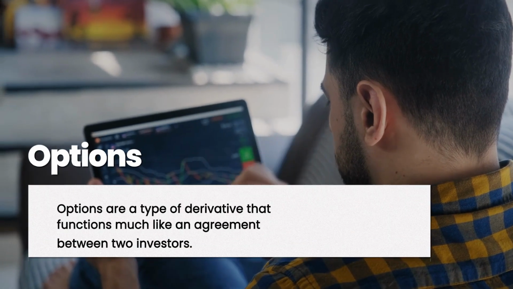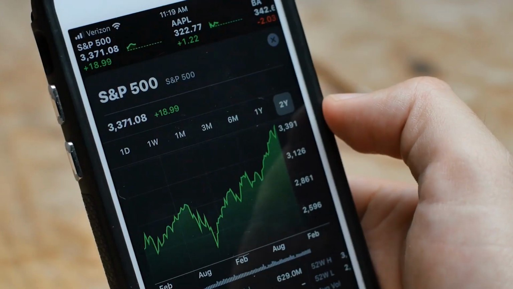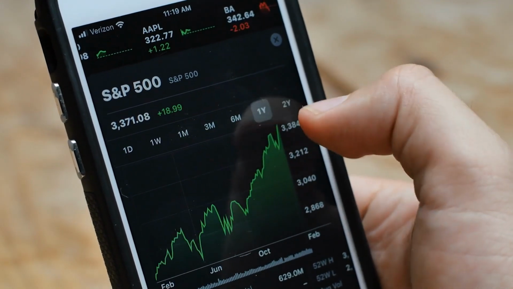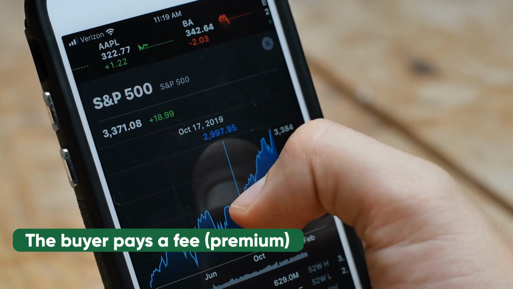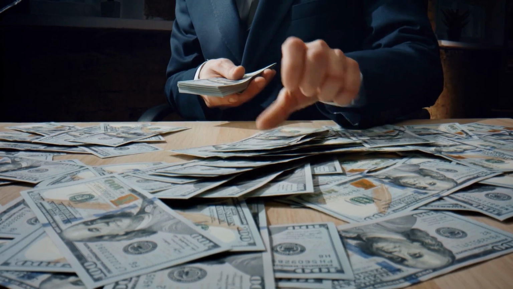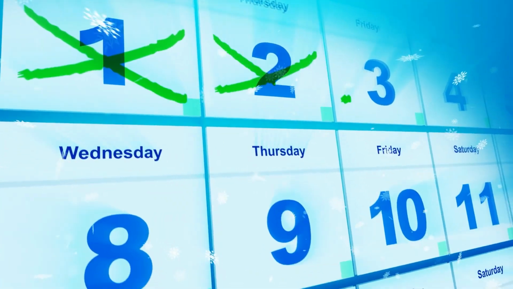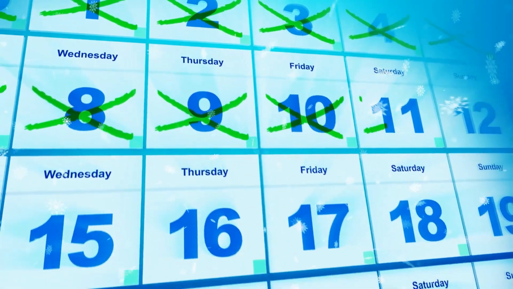Options are a type of derivative that functions much like an agreement between two investors. Here's the gist. One investor sells an option to another. The buyer pays a fee or premium to the seller. This fee grants the buyer the right, but not the obligation, to buy or sell a specific asset at an agreed-upon price anytime before a set future date.